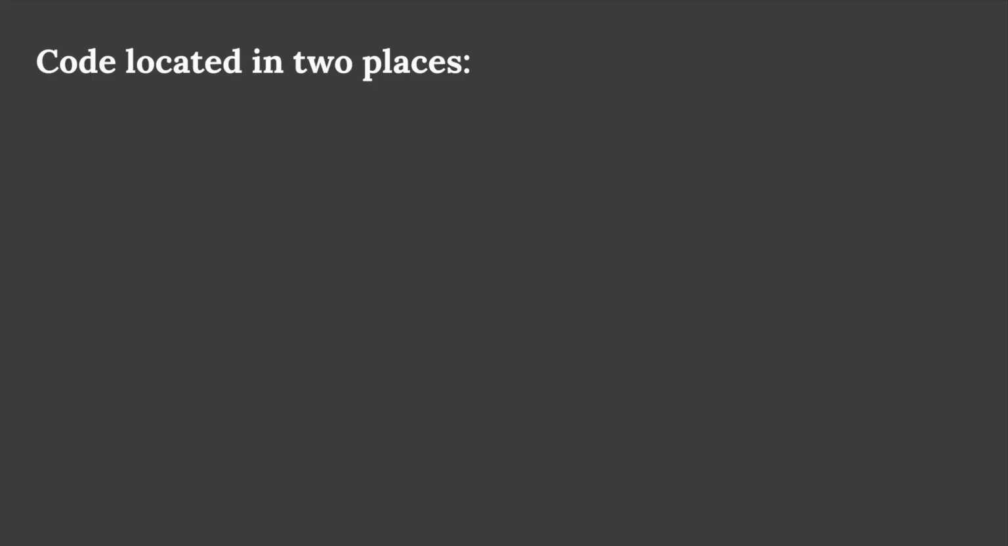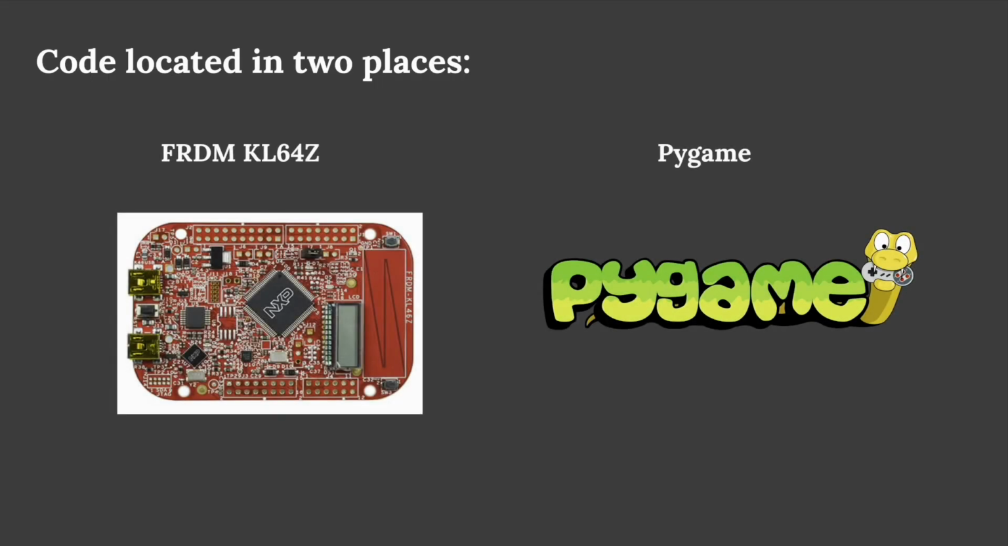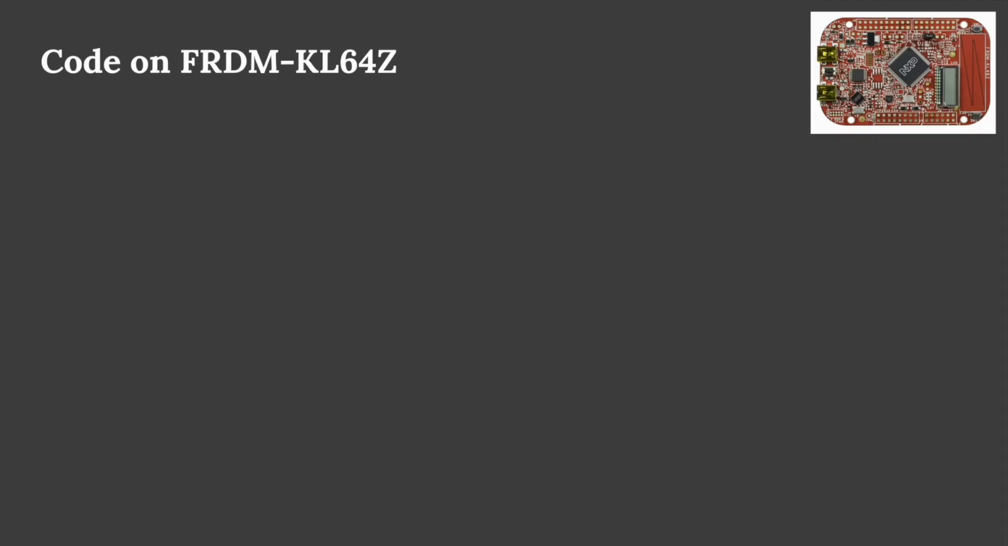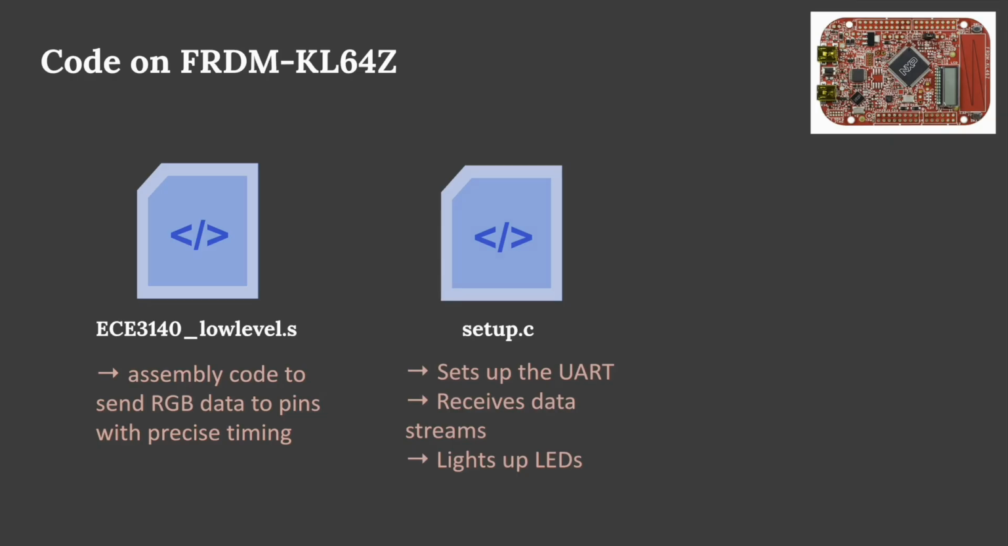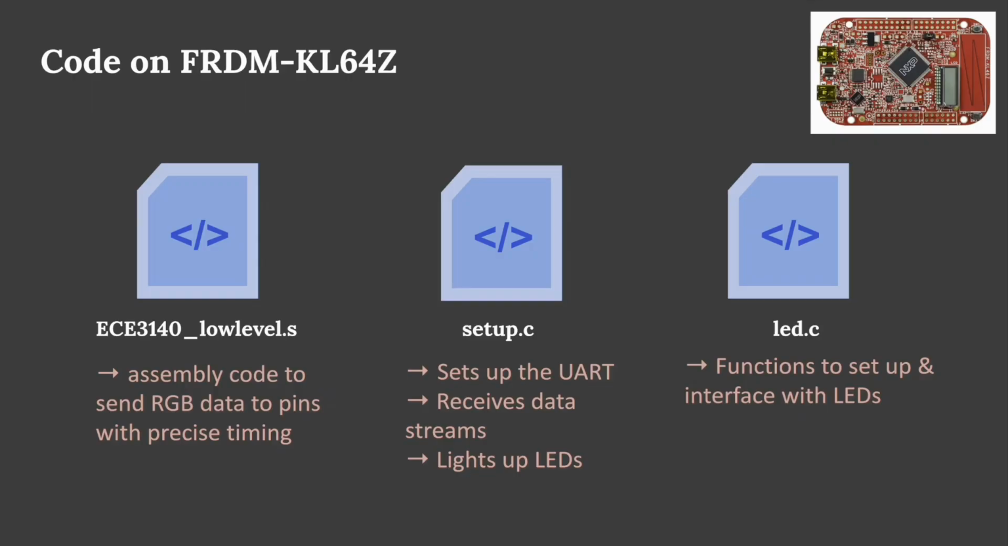So code was located in two main places, the first one being on the FRDM KL64Z board, and the second one being a Python Pygame file. On the FRDM, we had three main files. The first one was a low-level assembly file, which sends RGB data to GPIO pins with very precise timing. The second file was setup.c, which sets up the UART, receives data streams, and lights up the LEDs. Lastly, we had led.c, which contained functions to set up an interface with all the LEDs. The low-level assembly file and led.c were both files provided in previous labs.